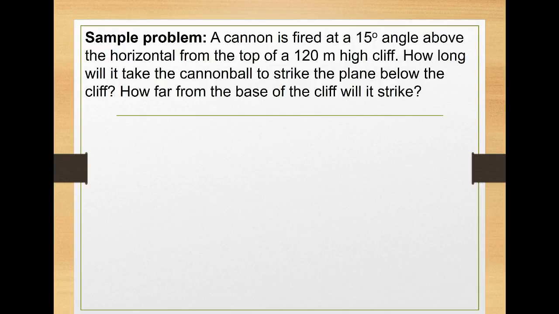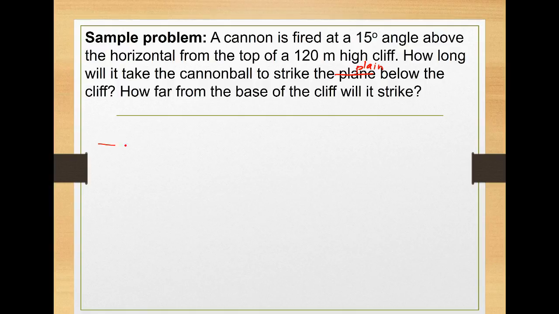So in this example, we have a cannon fired at a 15-degree angle above the horizontal from the top of a 120-meter high cliff. How long will it take the cannonball to strike the plane below the cliff? Now, I'm not sure if this is a math error, but I think I meant to write plane, P-L-A-I-N. It could also be a plane, namely the XY plane, but I probably just misspelled it. And how far from the base of the cliff will it strike?